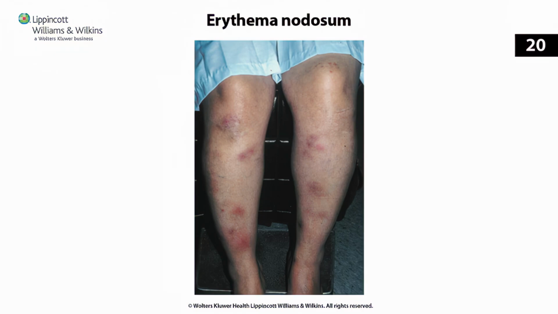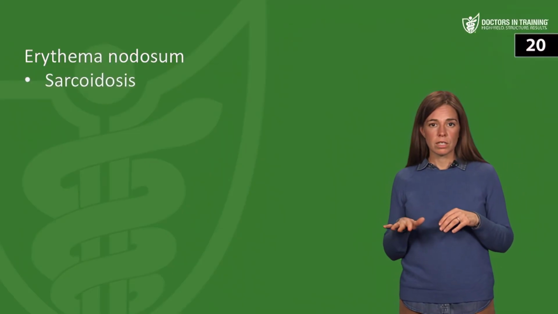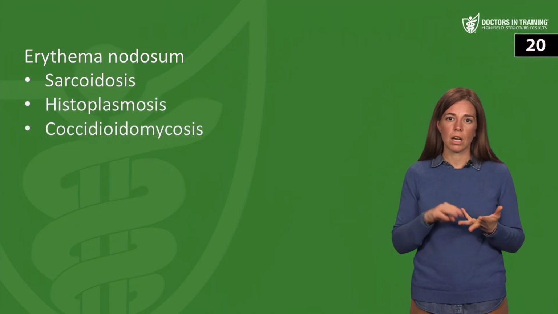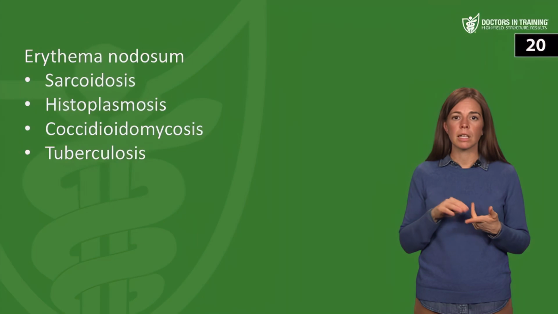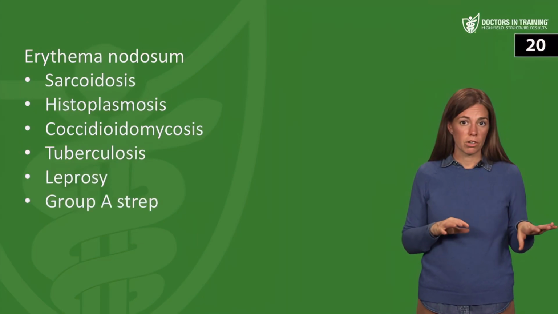Okay, erythema nodosum. This is a patch of inflammatory lesions of subcutaneous fat, which look like tender red nodules or lumps on the shins bilaterally. These are most common in young people between the ages of about 12 and 20 years. And erythema nodosum is commonly associated with sarcoidosis. And then you can also see it in other disorders like histoplasmosis, coccidioidomycosis, TB, leprosy, or group A strep infections like strep pharyngitis.